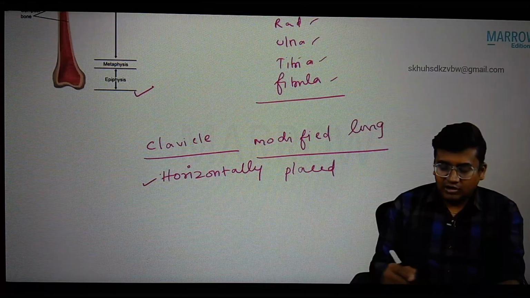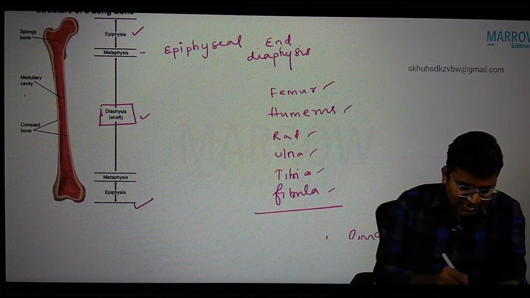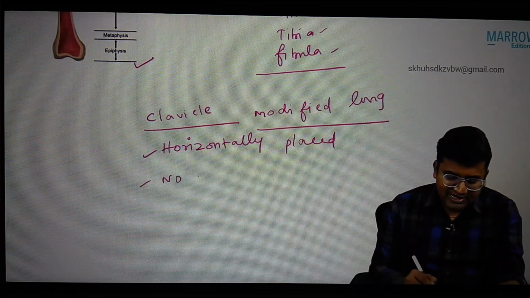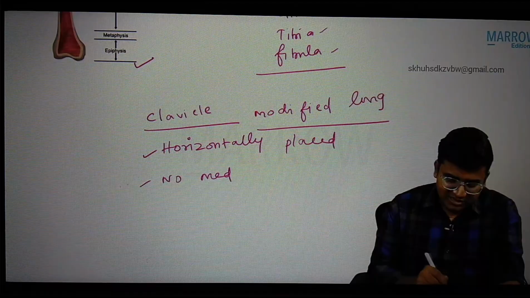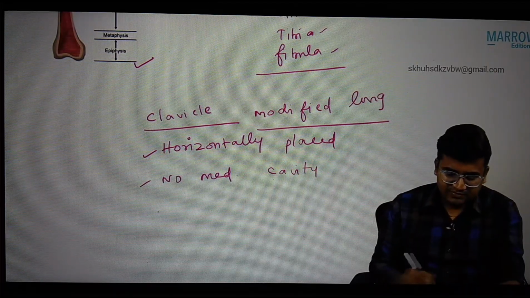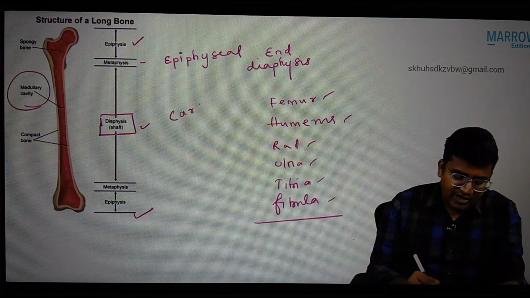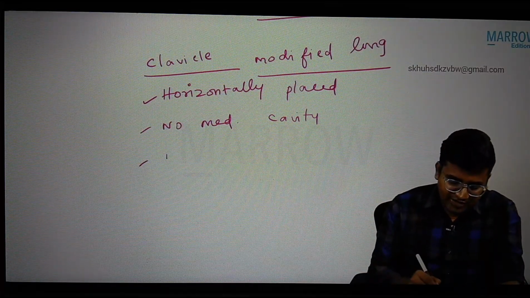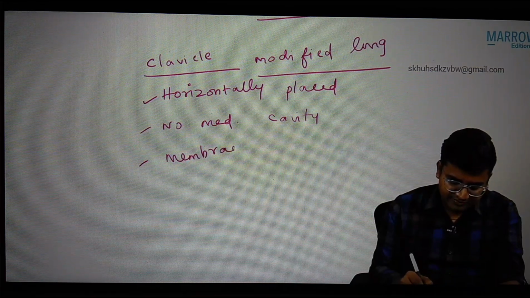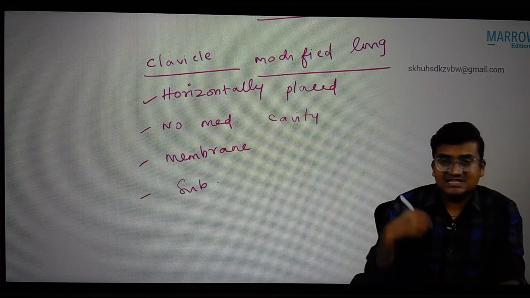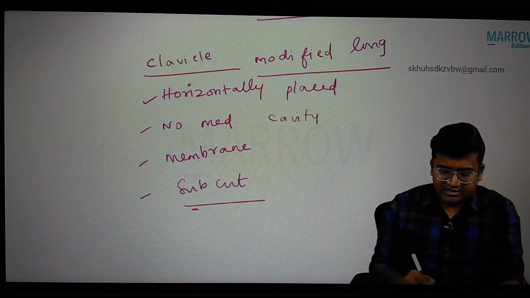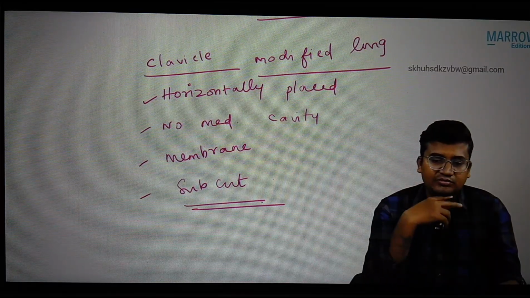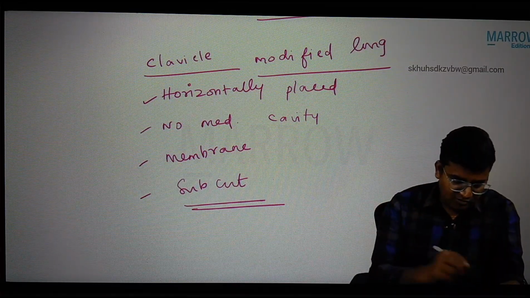Second point: in all the long bones you see the medullary cavity, but in the case of clavicle, there is no medullary cavity. The long bones ossify by means of cartilage, whereas the clavicle ossifies by means of membrane. And the clavicle is placed just below the skin, which is subcutaneous. This is a property of the clavicle, so clavicle is a modified long bone. Right, so long bones over.